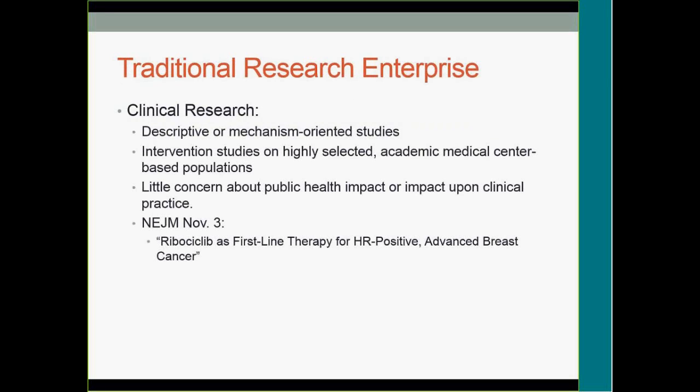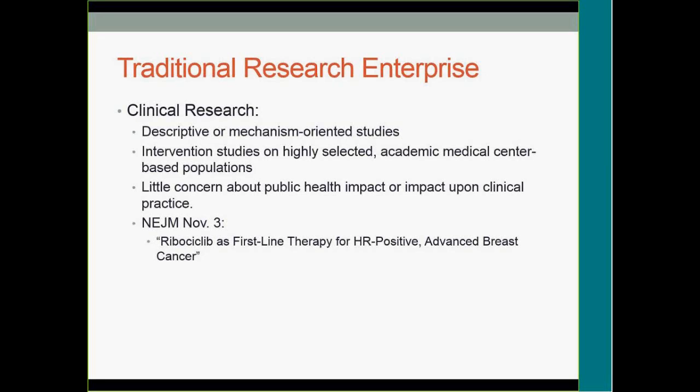So let's talk about implementation science. So we have the traditional research enterprise of clinical research, which is largely devoted to descriptive or mechanism-oriented studies or intervention studies on highly selected academic medical center-based populations. These are the sorts of things you'll read about in the leading journals. And there's little concern about the public health impact or impact upon clinical practice.